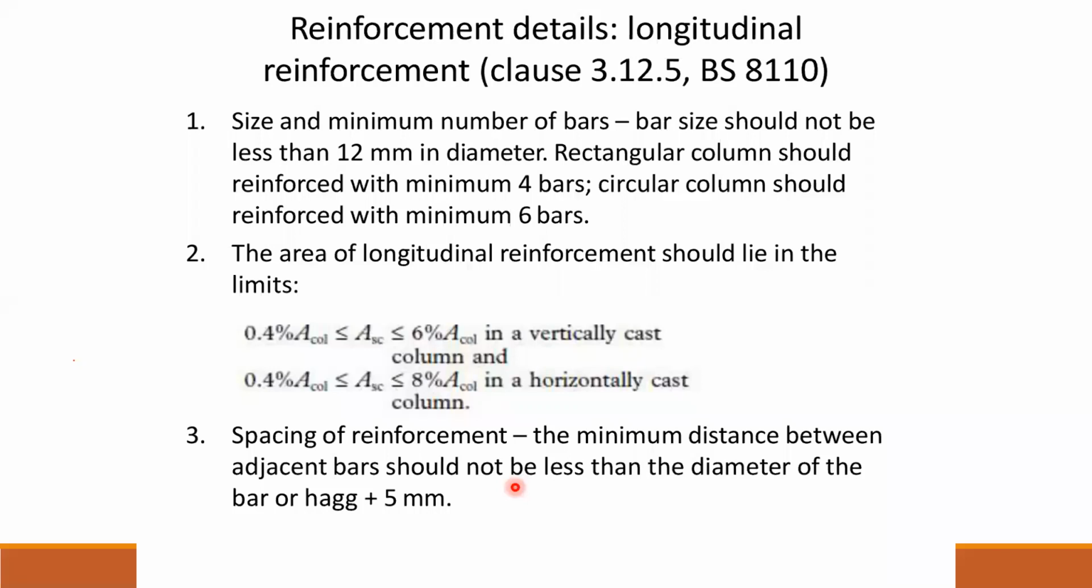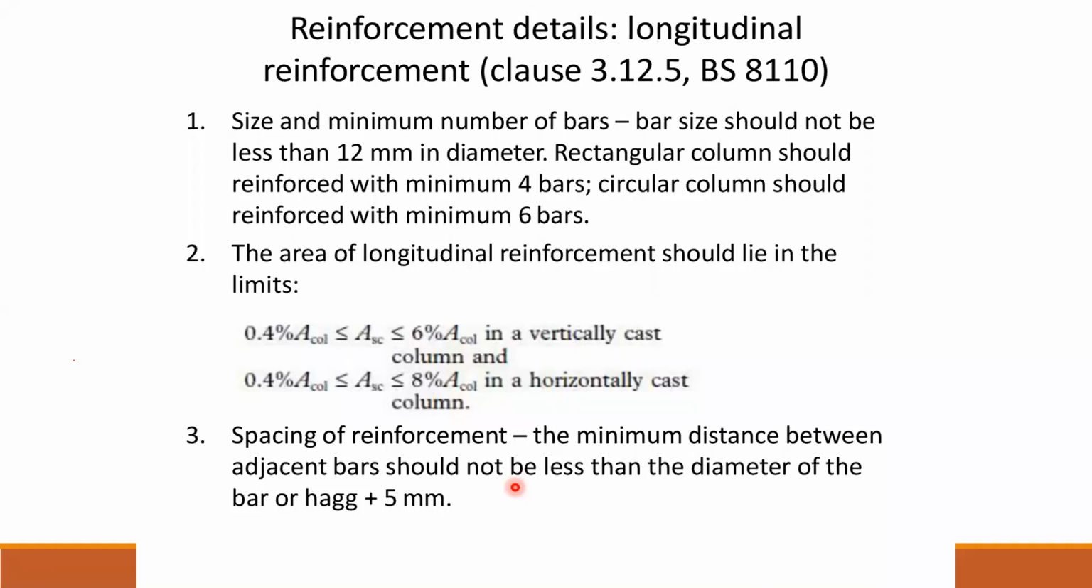The rectangular column should be reinforced with a minimum of 4 bars. The circular column should have at least 6 bars. The area of the longitudinal reinforcement should lie within the limits: keep it in mind, in every column the minimum is 0.4%, and the maximum is 6% for a vertically cast column, then 8% for a horizontally cast column.